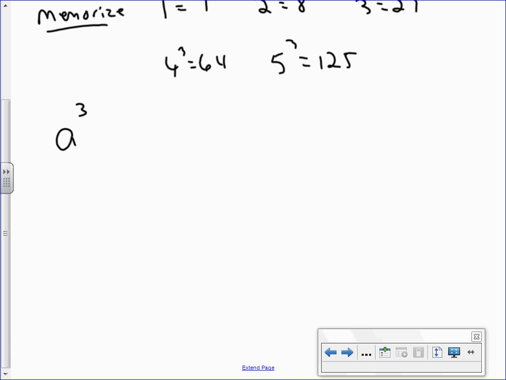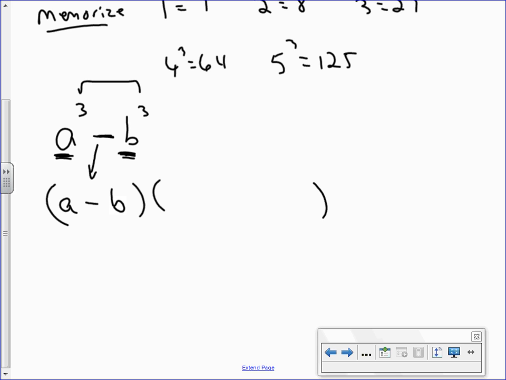I'm going to use A and B. A cubed minus B cubed. This is a difference of 2 perfect cubes. Okay, so this is a pattern that we're going to follow. And the way that you factor the difference of cubes is you're going to have a binomial and a trinomial. In this binomial, you're going to take this base and this base. A minus B, and that sign, whatever it is, right there, the minus goes right there. Okay, A minus B. And then in this one, you're going to have a trinomial.